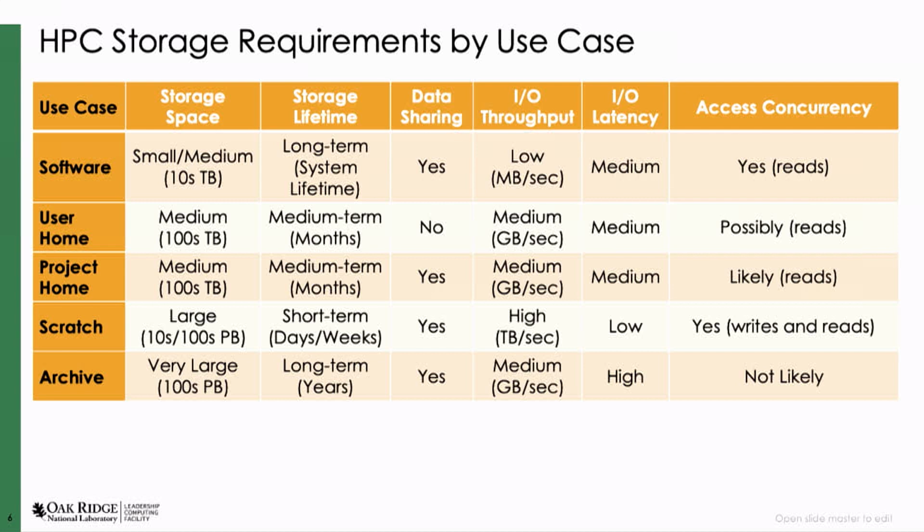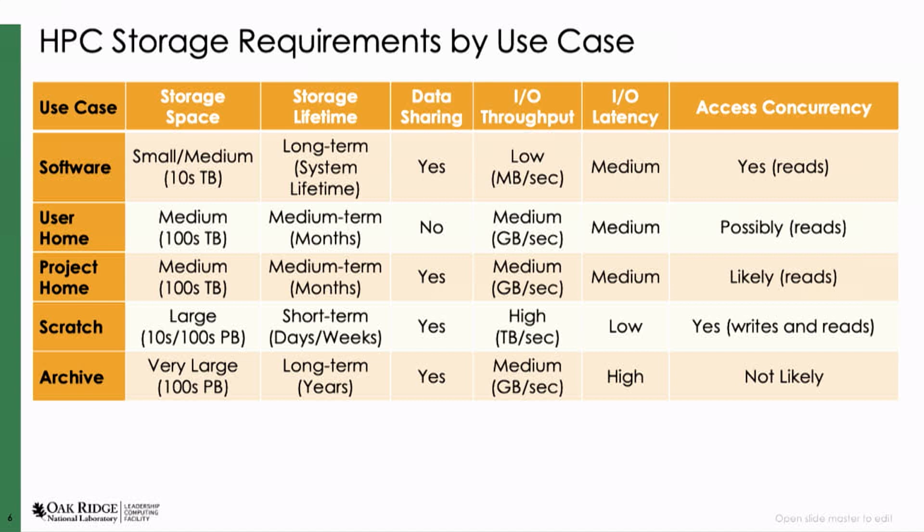So on the order of months, project allocations. Some allocations can do multiple years, but for example, at OLCF, you typically get a year allocation and then you have to renew. So for throughput, you need a decent amount of bandwidth, in the orders of gigabytes per second, and you can expect relatively medium access latencies.